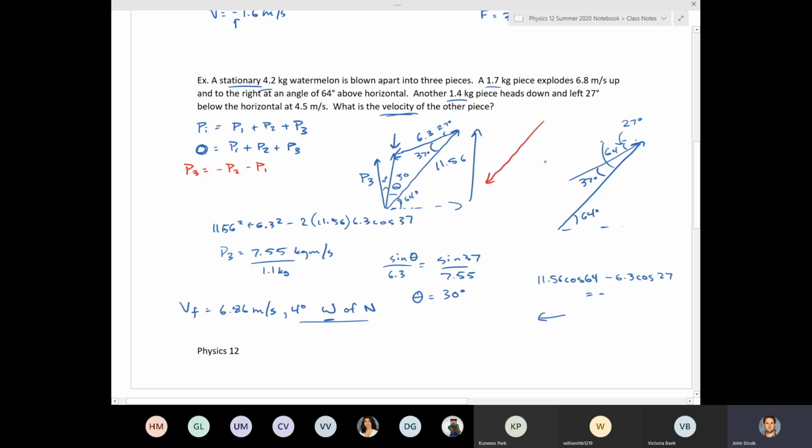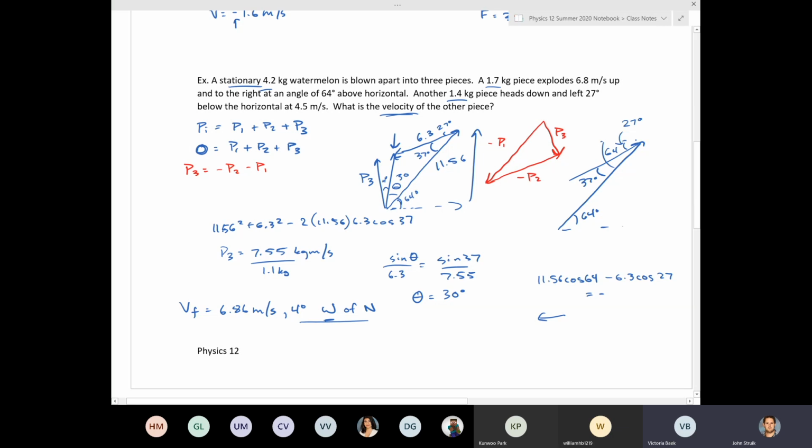64, 27, and then how did this work? Because my last one's going this way. P3 is going up. Oh, P3 is going down. Oh, I did that wrong yesterday. Okay, so yeah, I totally did that wrong. So this is like negative P1, this is negative P2, and this is P3.